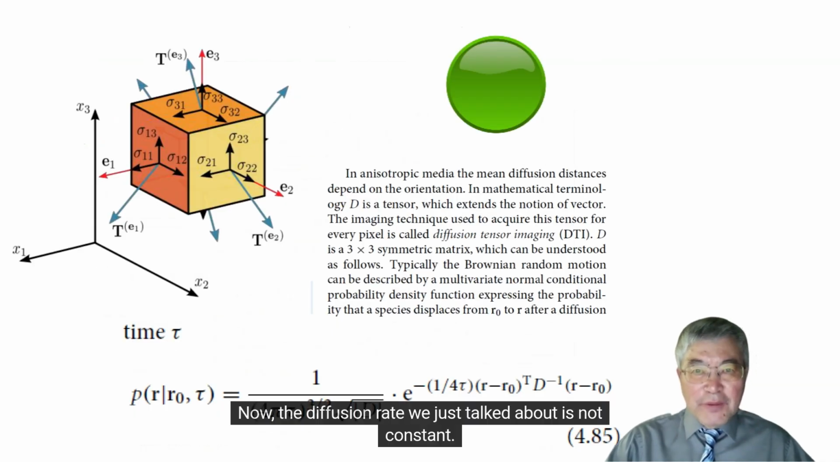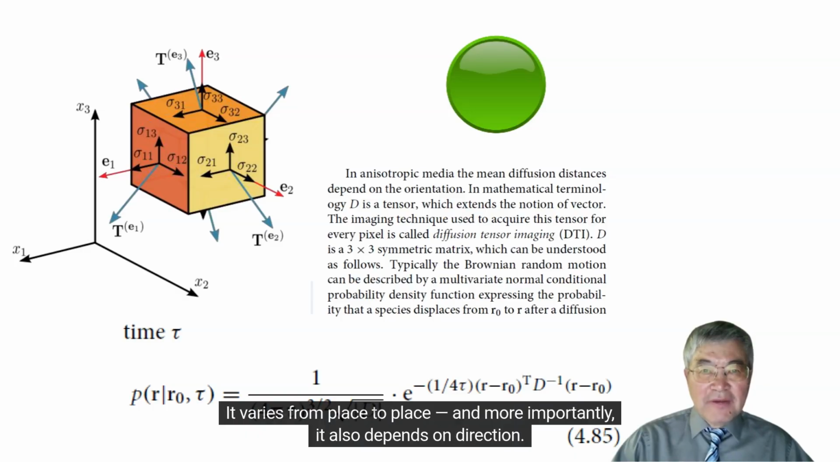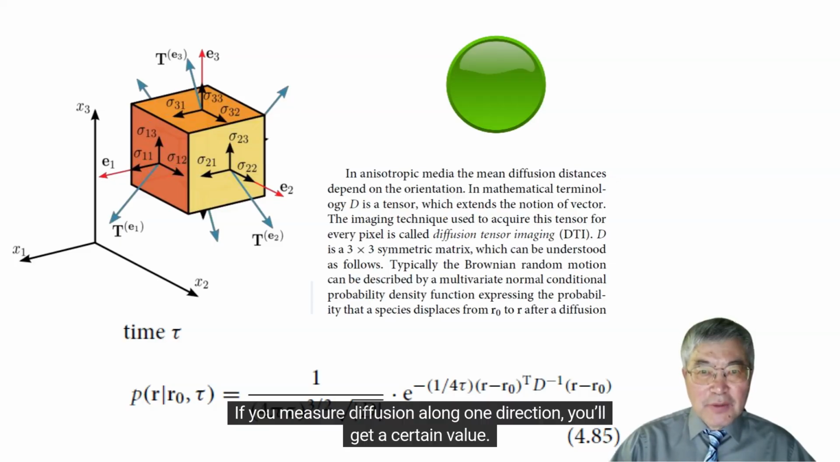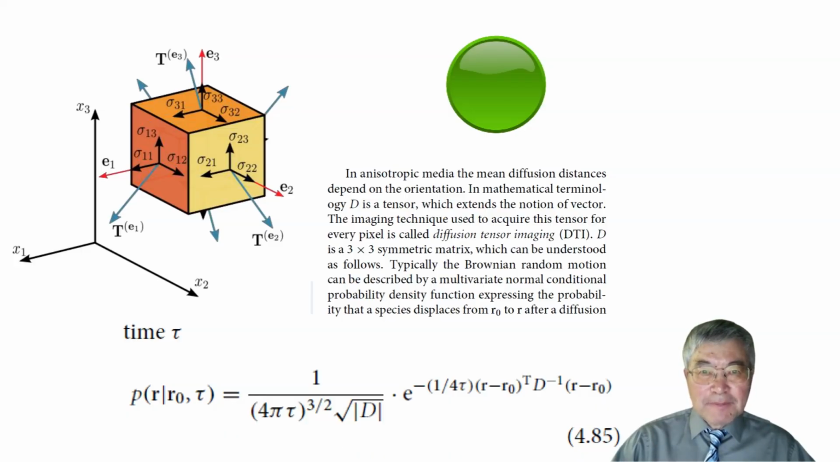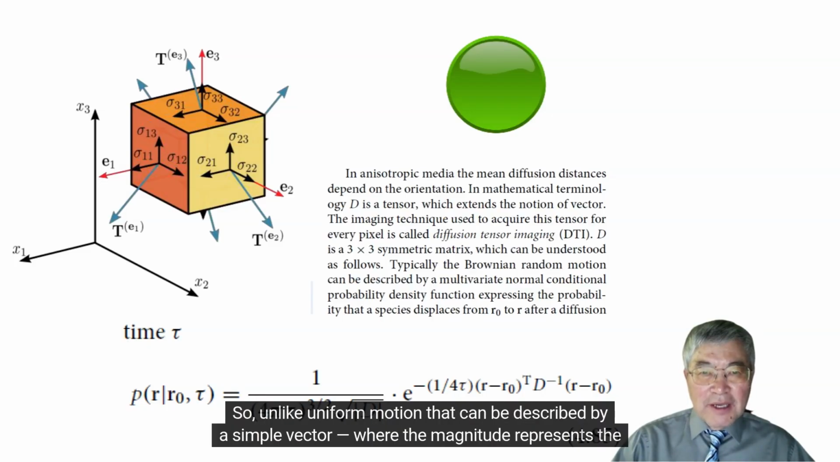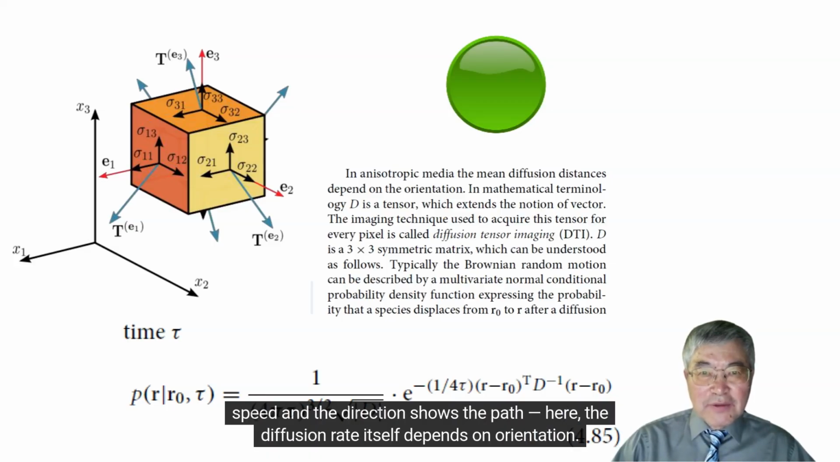Now, the diffusion rate we just talked about is not constant. It varies from place to place, and more importantly, it also depends on direction. If you measure diffusion along one direction, you'll get a certain value. Measure it along another direction, and you'll likely get a different one. And along yet another direction, it changes again. So, unlike uniform motion that can be described by a simple vector, where the magnitude represents the speed and the direction shows the path, here, the diffusion rate itself depends on orientation.